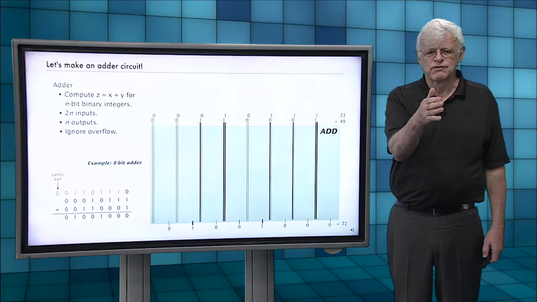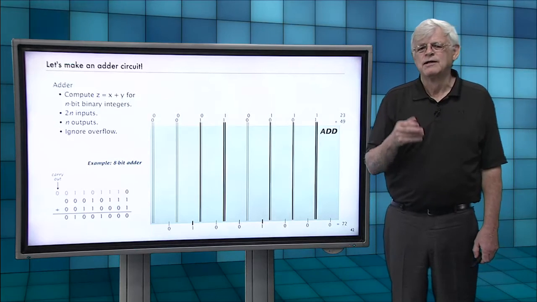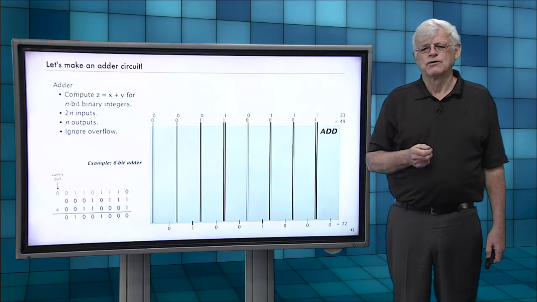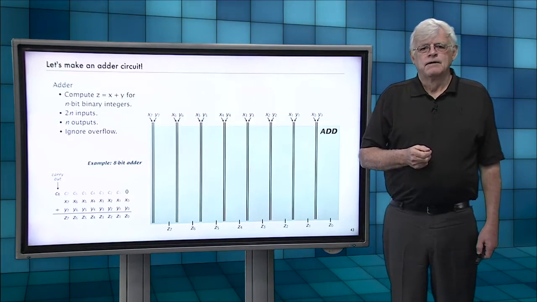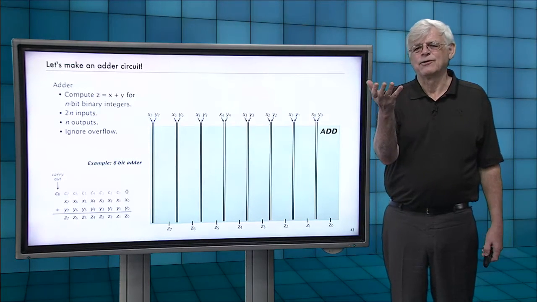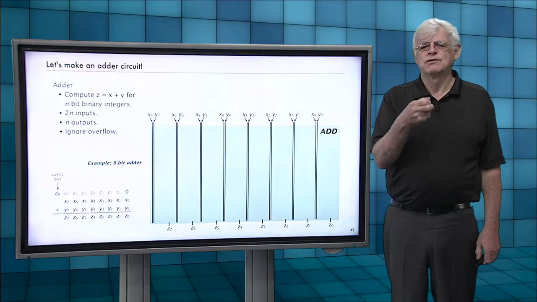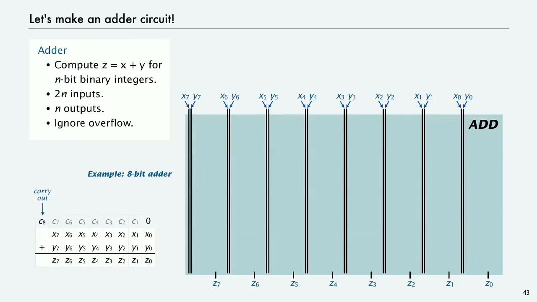We're going to ignore overflow. If the number gets too big, then it would carry out a 1. We could catch that, but we're going to ignore it for now. So in general, this is with all the inputs labeled symbolically. We're going to have 8-bit numbers, x7 down to x0, y7 down to y0. Our outputs are z7 down to z0. And then we're computing the sum, symbolically shown at the bottom left, and we're going to ignore the carry out.